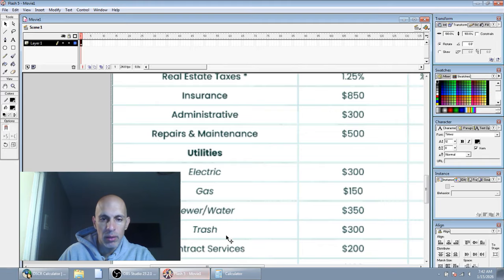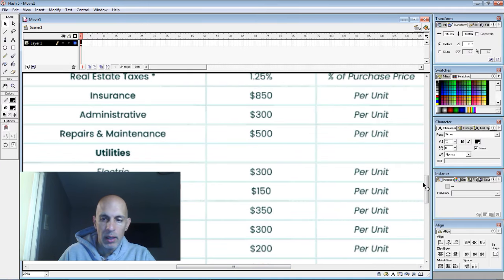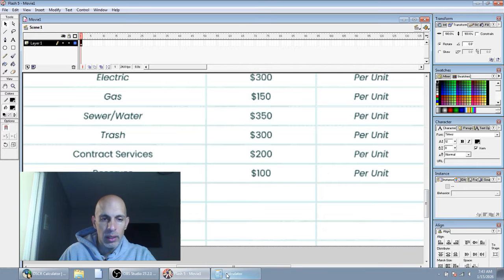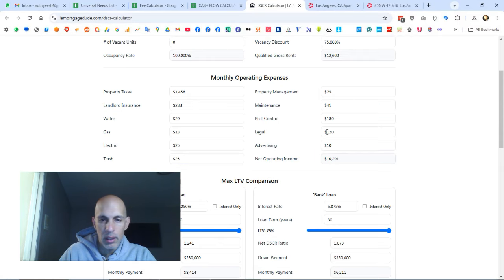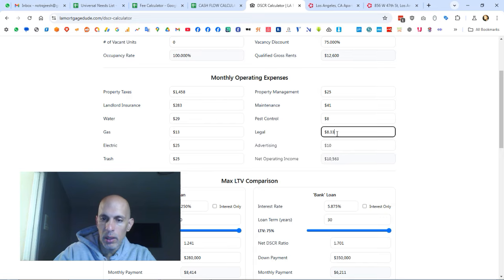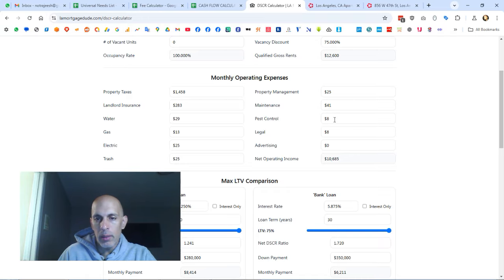Let's see, pest control. Pest control is probably combined with legal contract services. So let's say 200 divided by 12 is 16. So let's say 8.33. Legal 8.33. Advertising 0. And that means our net operating income is 10,685.